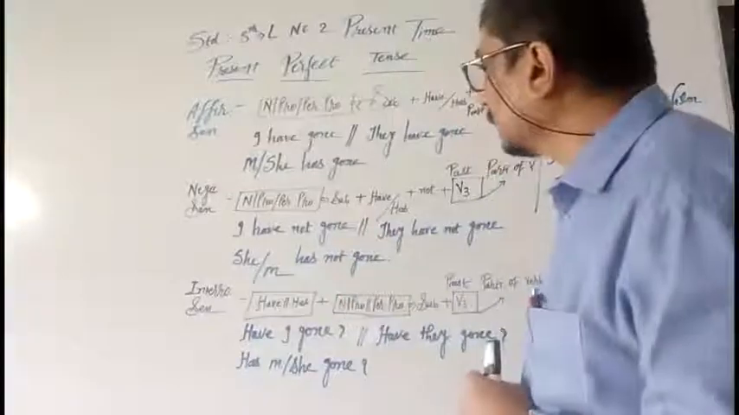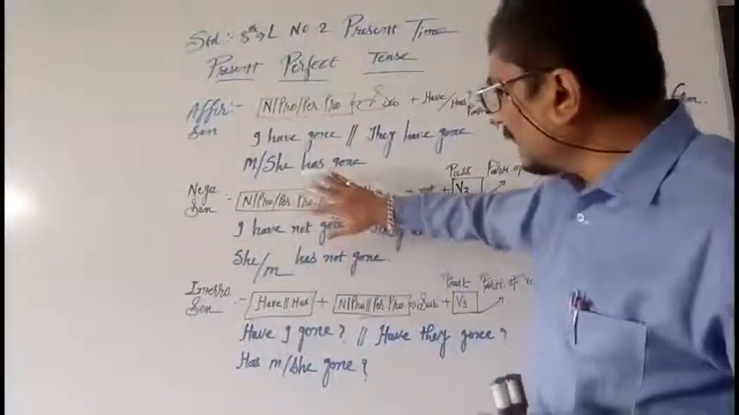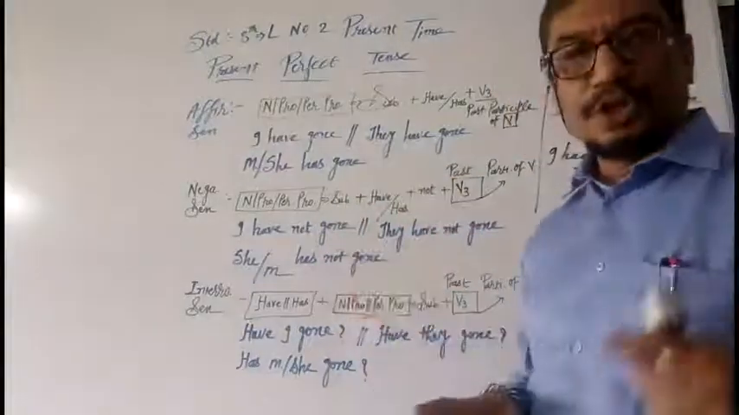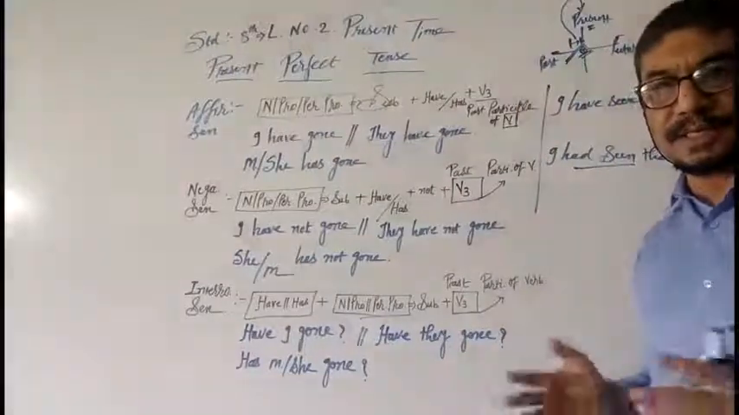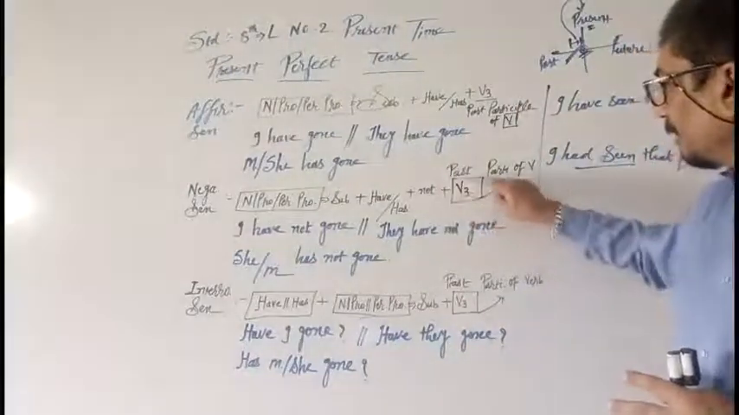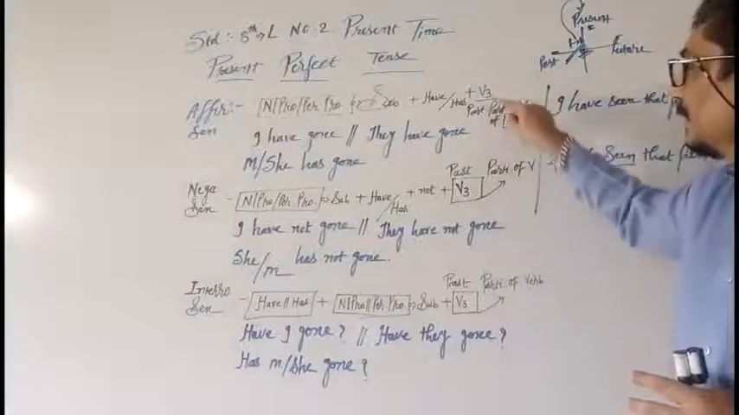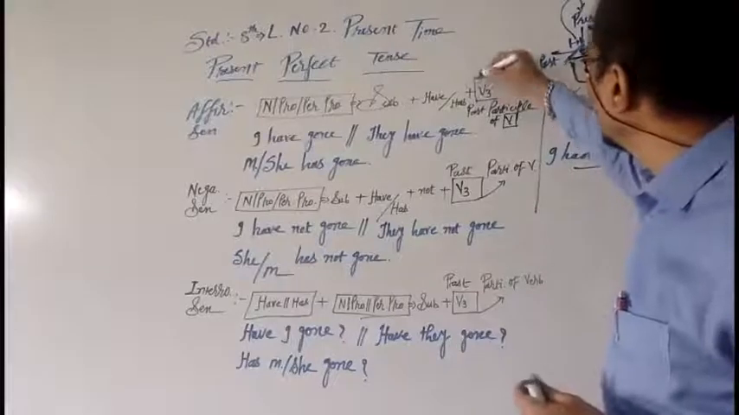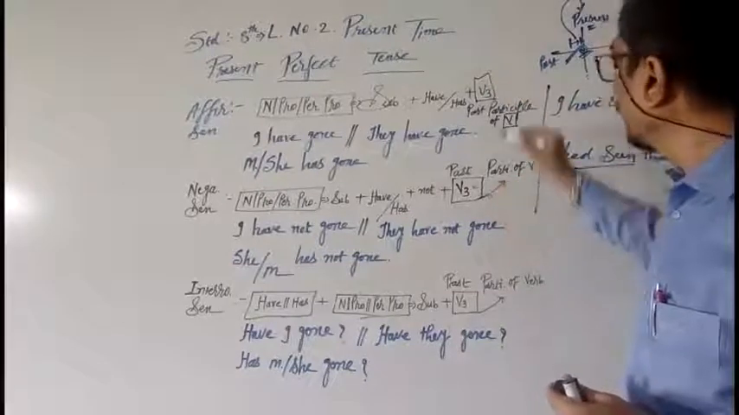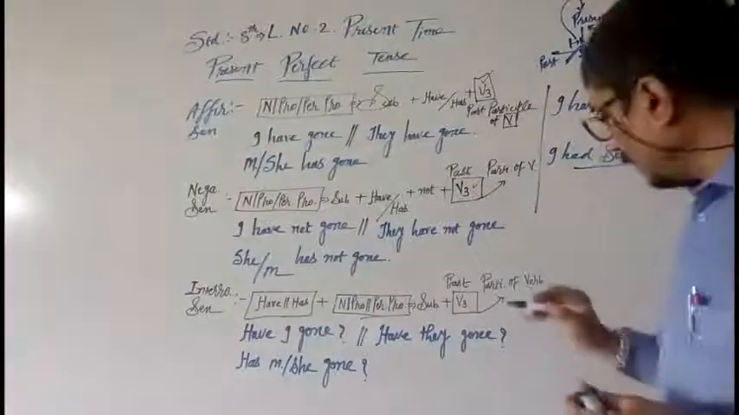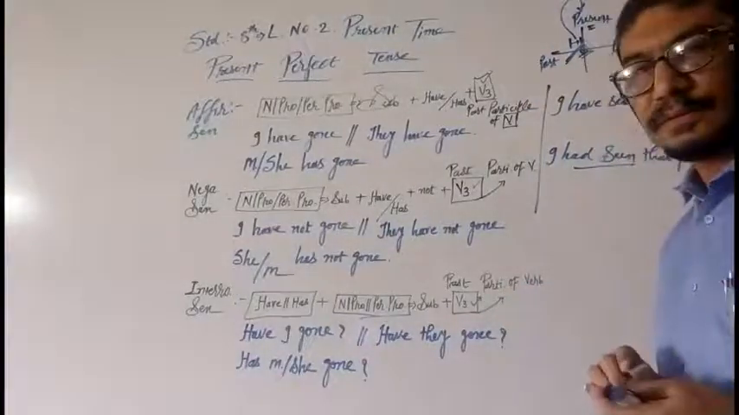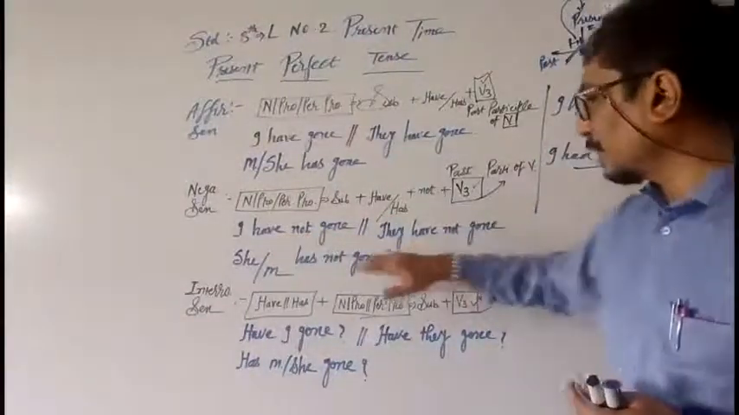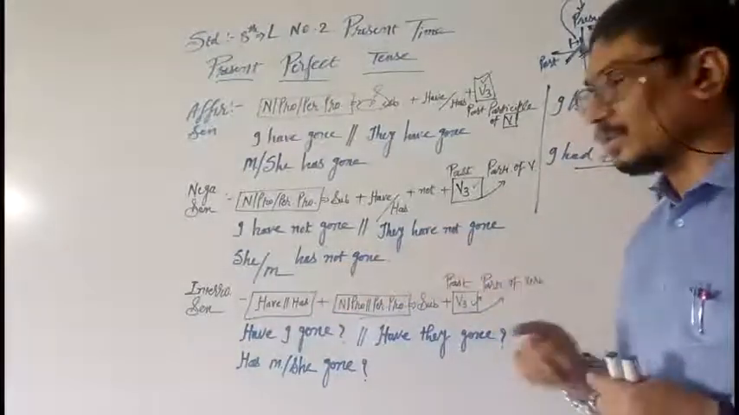Next to that, the negative sentence formula. Simple idea: a noun, pronoun, or personal pronoun can be in the place of the subject, plus have or has. After have or has, you will add not. Nothing else is there. Next to that, the past participle of the verb, or V3. Here also V3, here also V3, V3 will remain as it is. I have not gone, they have not gone, Mira has not gone.